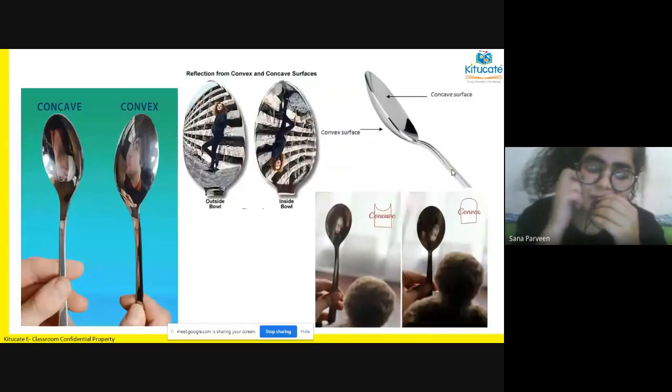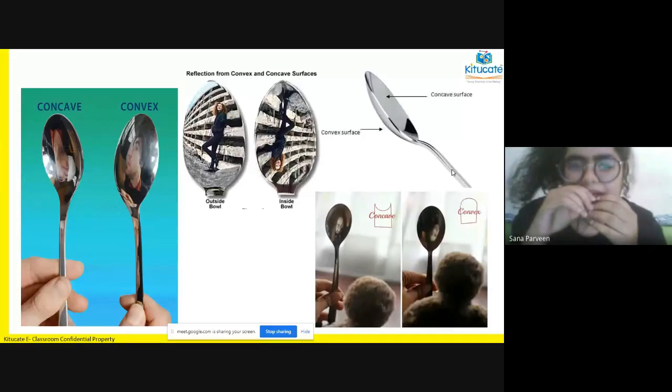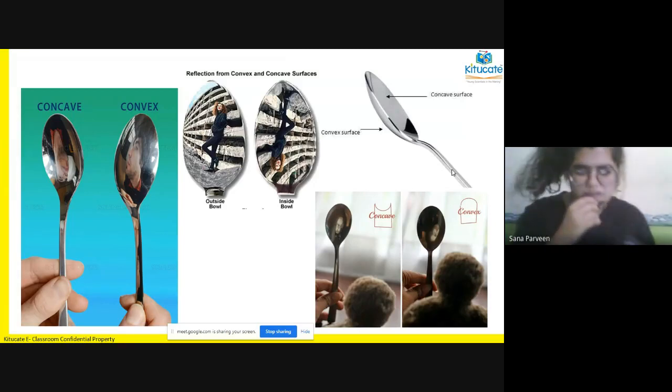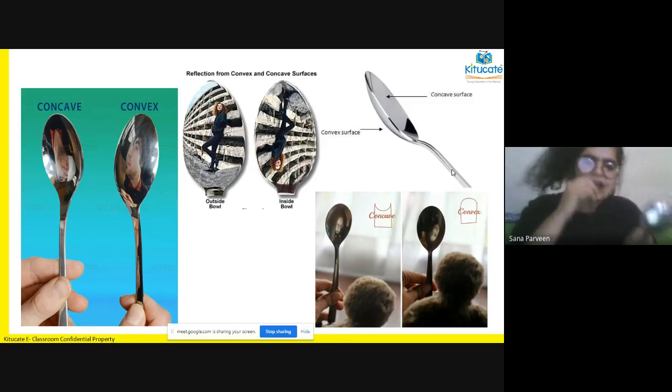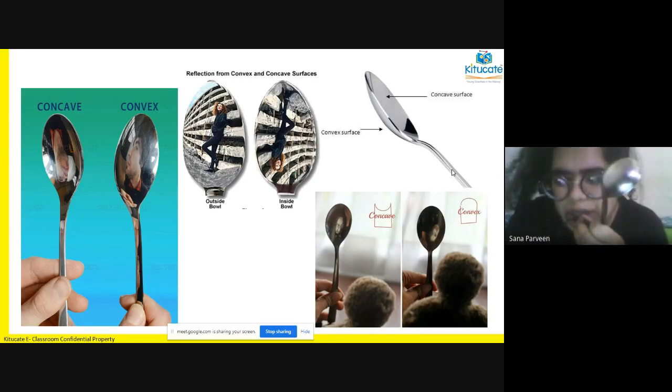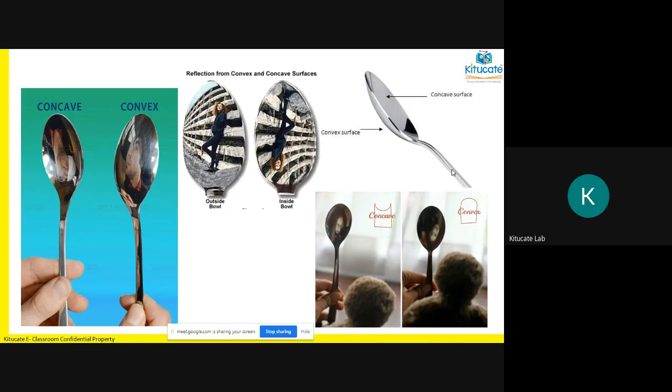The best example that we can use for understanding concave and convex mirrors is a spoon. If you have a spoon around you, students, you can just hold it and see which one is the concave surface and which one is the convex surface. In the diagram we have also mentioned the portions. We can request all the children to grab a spoon while this explanation is going on so they can see it for themselves.